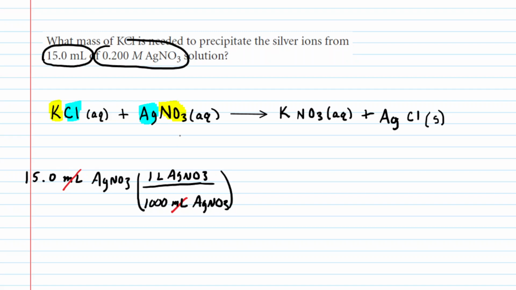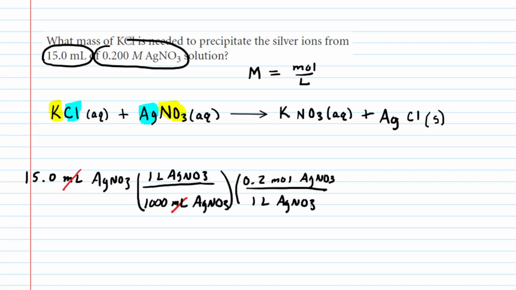Now, recall that molarity, although it's often symbolized with a capital M, is equivalent to moles per liter. So when we say 0.2 molar, what we really mean is that we have 0.2 moles of silver nitrate for every 1 liter of silver nitrate. So basically what you're doing there is you're changing the capital M into a mole per liter unit. And setting it up in this manner allows us to cancel out the liters of silver nitrate.